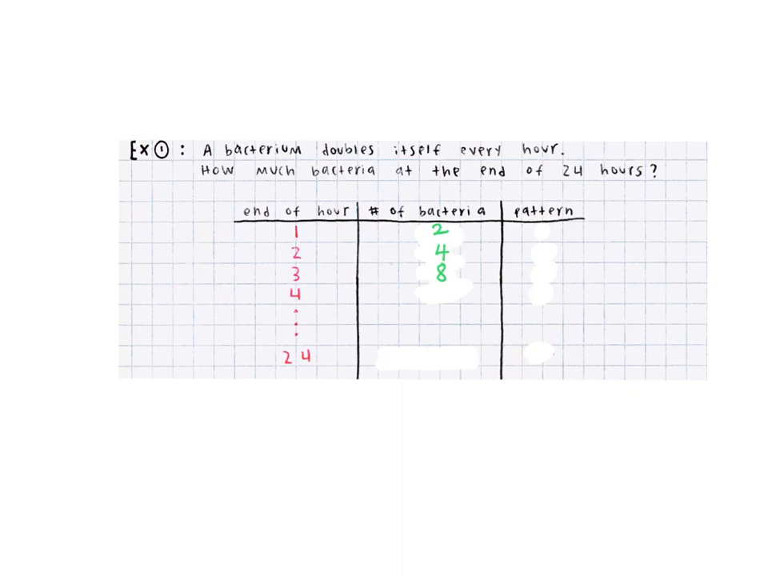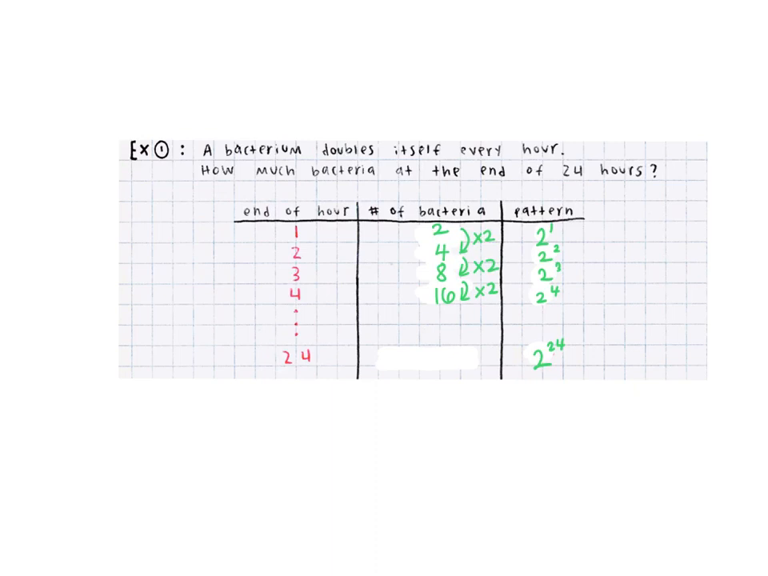At the end of the fourth hour, it's going to double again, so it's going to be 16. So notice that we're doubling each time, which means we're multiplying by 2 after every hour. So the pattern is, here we have 2 to the 1, here we have 2 times 2, so 2 squared. Here we have 2 times 2 times 2, so 2 cubed, 2 to the 4th, meaning at the end of 24 hours, it'll be 2 to the 24th.